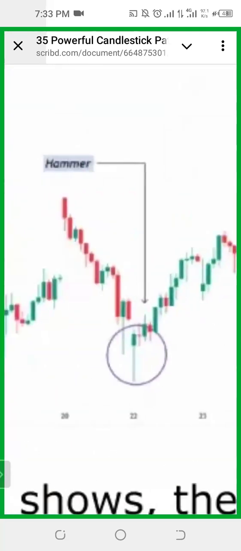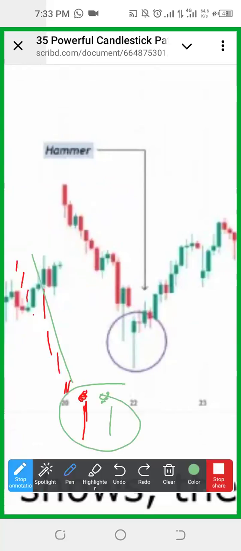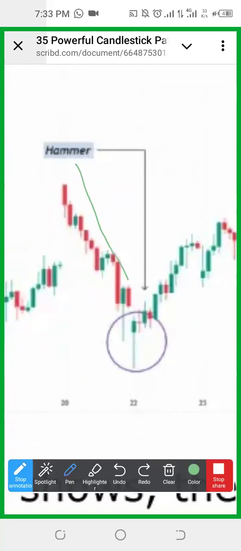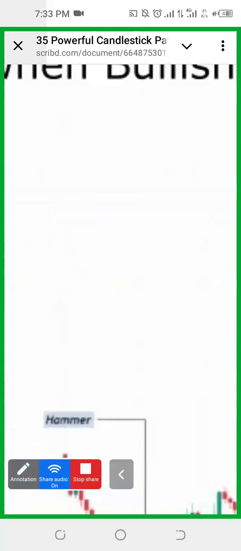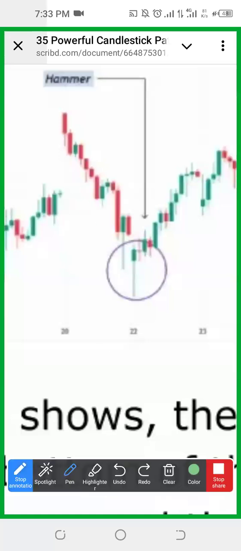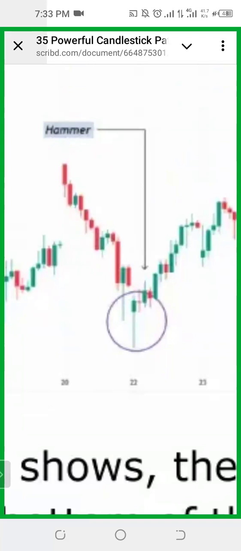Are you seeing it? When you see this kind of downtrend, the market was coming down, coming down, coming down. The moment you spot a hammer at the end of that downtrend, I can see two here, another one here, this one here. This hammer shows that the market is about to move up. So these are very good patterns that you need to know so that you can identify an opportunity in your trade that can make you much more profit.